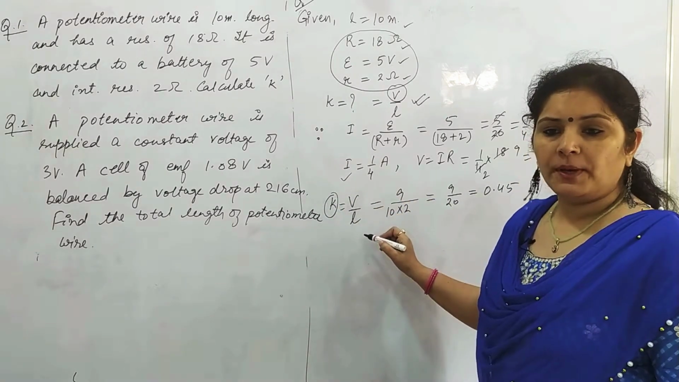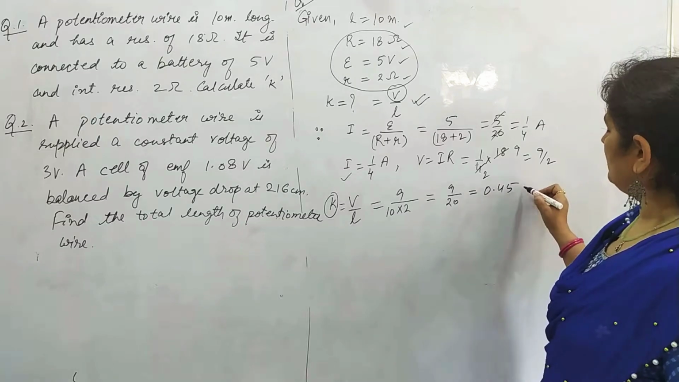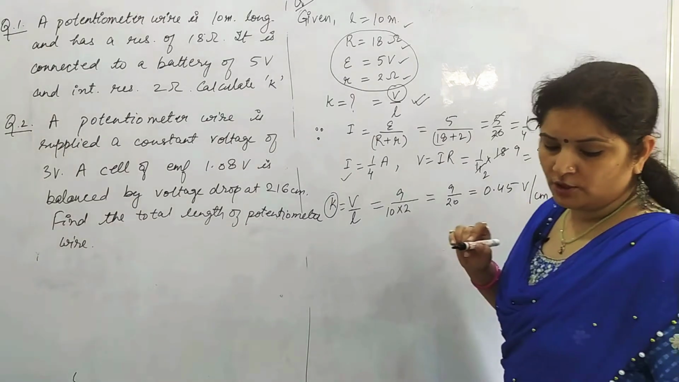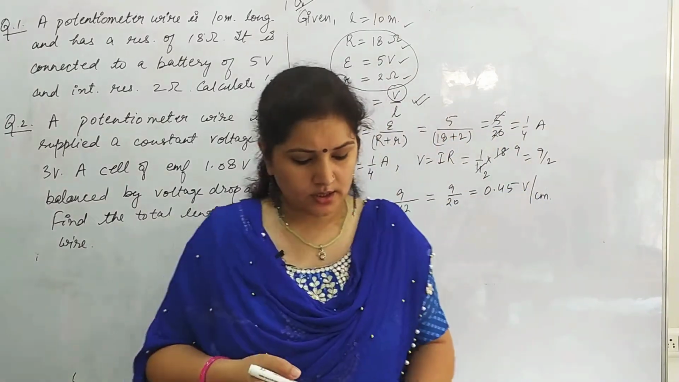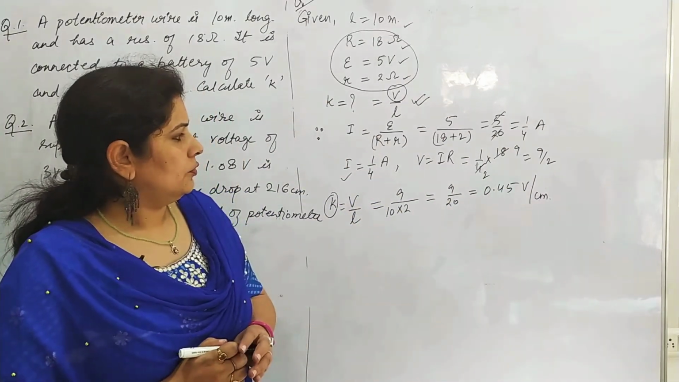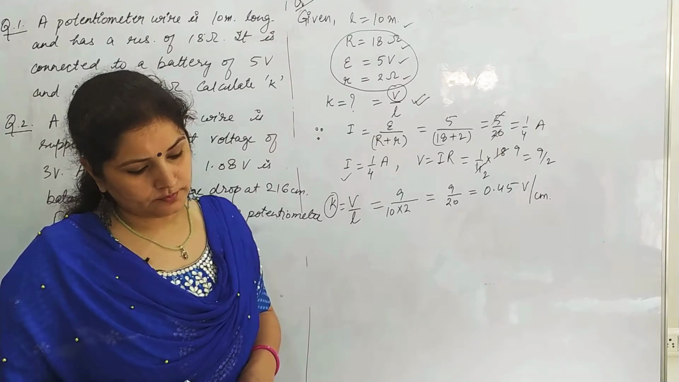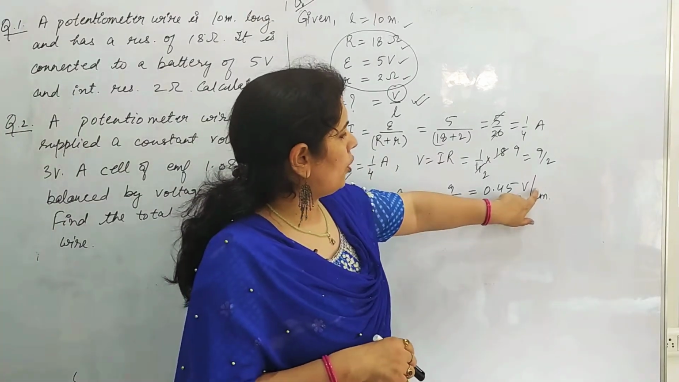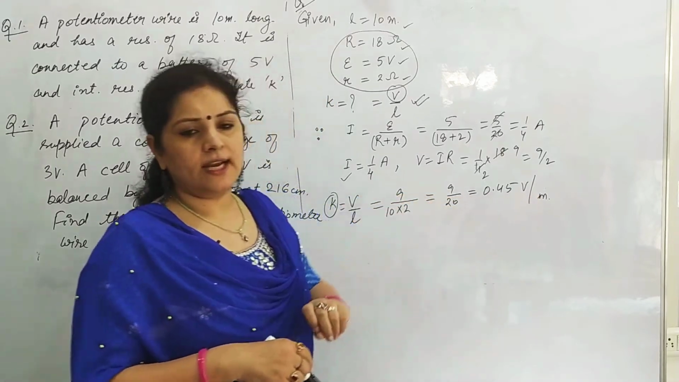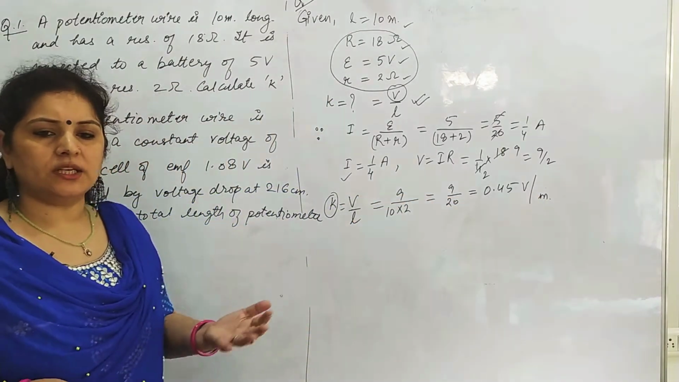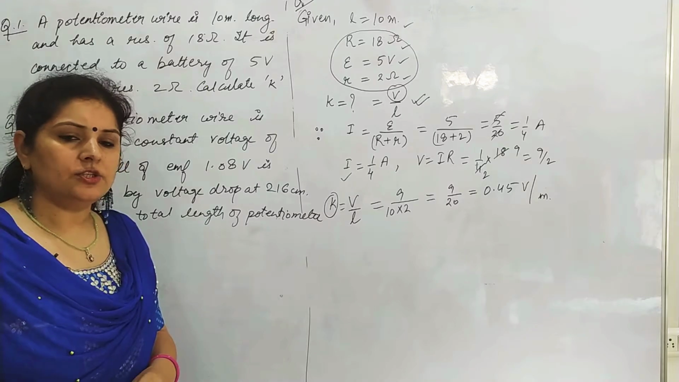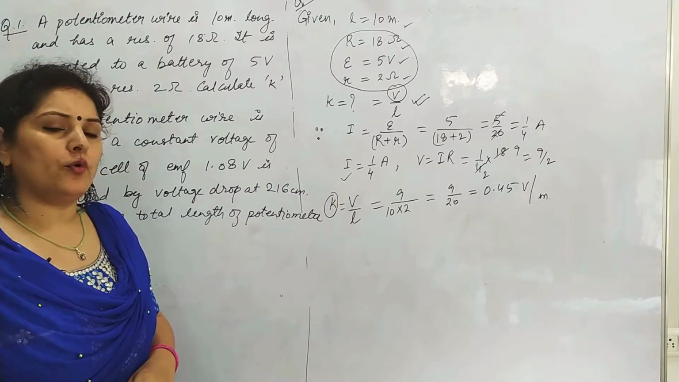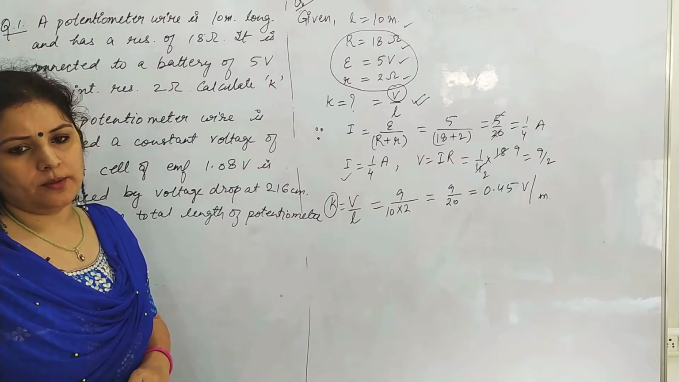K is volt per unit length. So the unit will be volt per centimeter. You can also give this answer in volt per meter. It is meter only, 10 meters. So this will be volt per meter. In case it is centimeter, you can give your answer in volt per centimeter. So the answer is 9 by 20 volt per meter or 0.45 volts per meter.